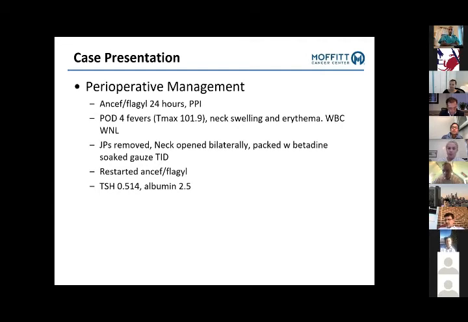I don't necessarily check a full panel of nutrition labs, especially somebody like him who's got a BMI of 24. He's not got a BMI of 16 or something. And a nutrition consultation for pretty much anybody that's going for major head and neck surgery. Sure. Yeah, that's pretty much all I think you can do for this patient. And then you got to get into surgery, right?